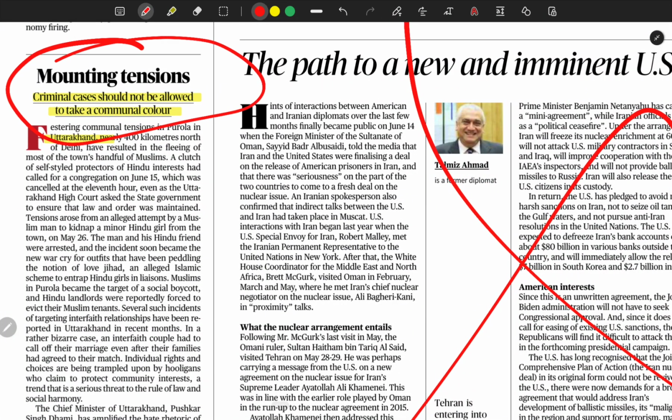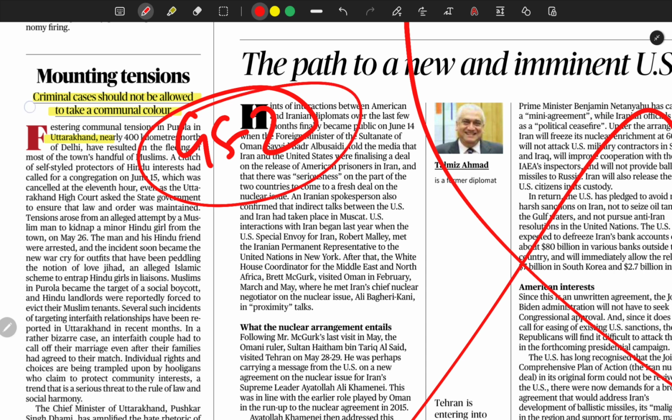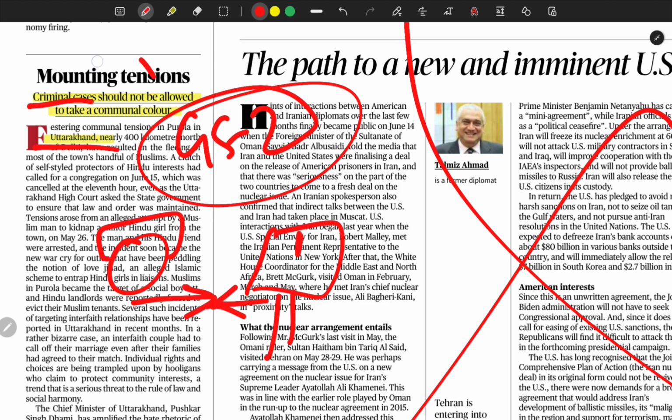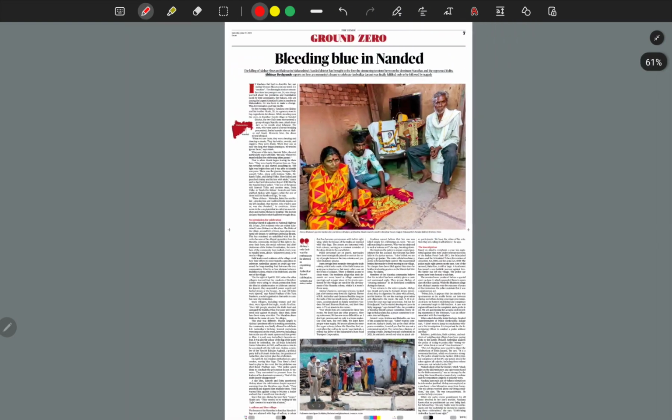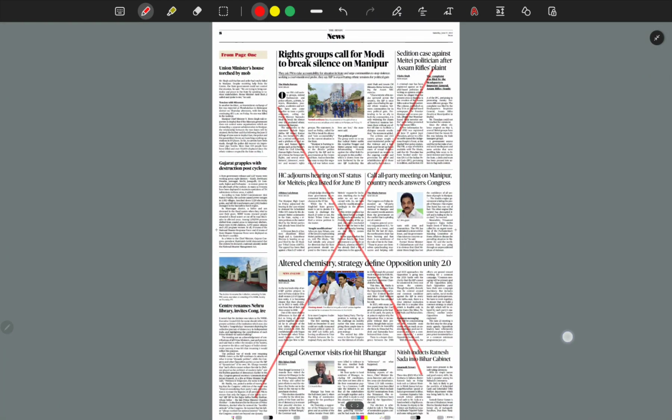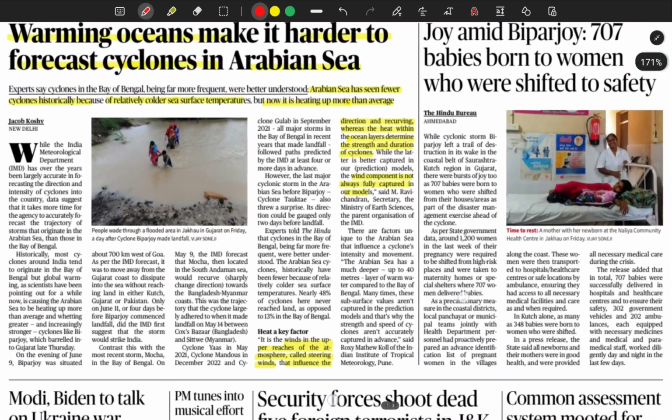Now, on our editorial page, the main thing is maintaining tension: criminal cases should not be allowed to take communal color. Yes, we can use it in GS2 society. Sometimes we can see criminal cases between two particular people, but they try to give it a communal color, so we should not do this. It's just a normal line, it can be used anywhere as an example.